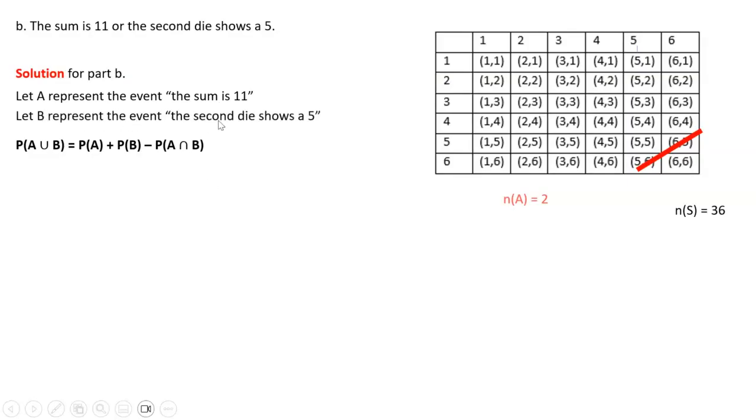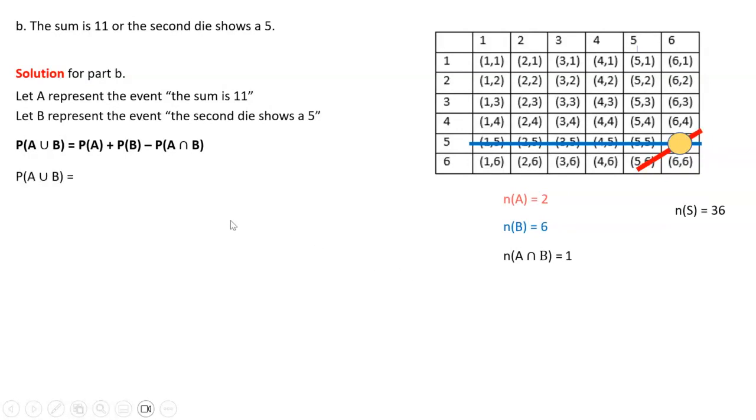I'm going to let B represent the event that the second die is a 5. So the second die being 5 will be all these right here, because it's 1,5, 2,5, 3,5, 4,5, 5,5, and 6,5. So it's going to be that right there, which gives us 6. So event B will be 6. Now, where do these two events intersect? The answer will be right here at 6,5. So it's going to be 1.